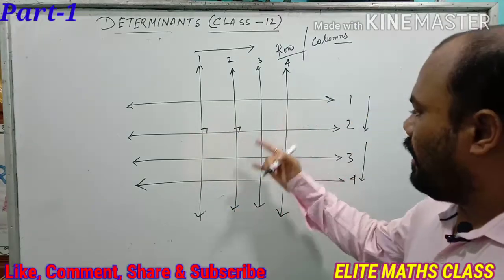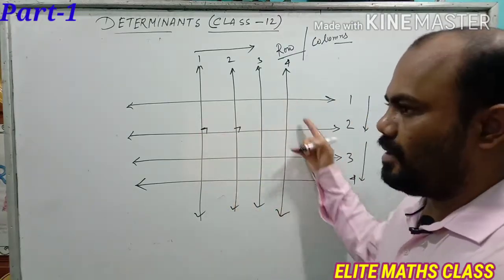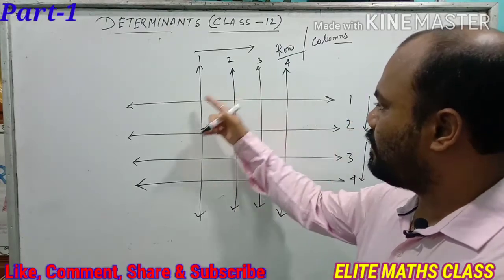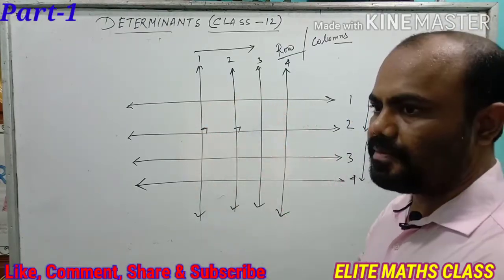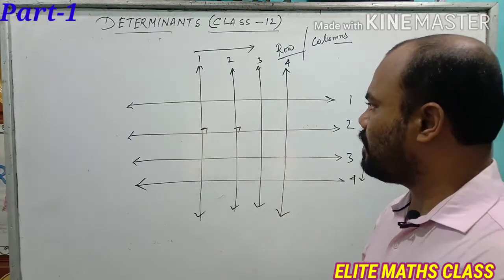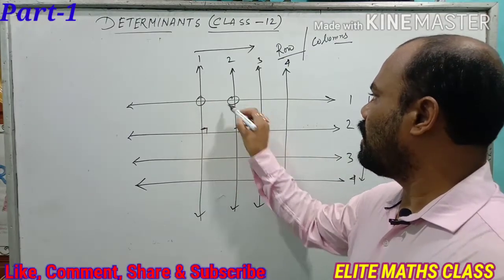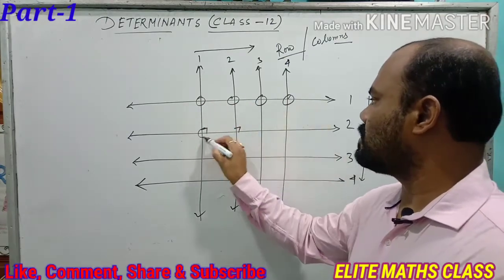Now see, in this intersection, when two sets of parallel lines are perpendicularly intersected, how many cross points, intersecting points, are we getting?